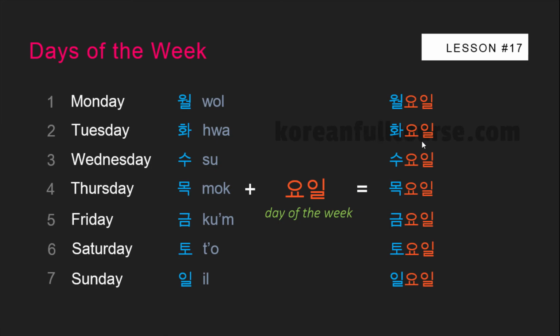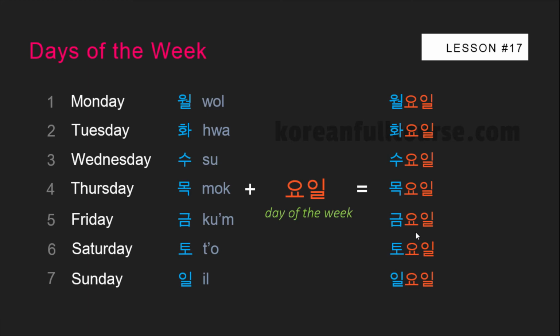Let's say you want to say Friday. Friday is the fifth day of the week, and the fifth syllable is 금. So Friday in Korean is 금요일. This is a really working method for memorizing days of the week in a short period of time.